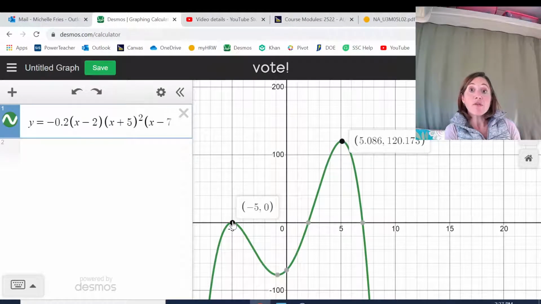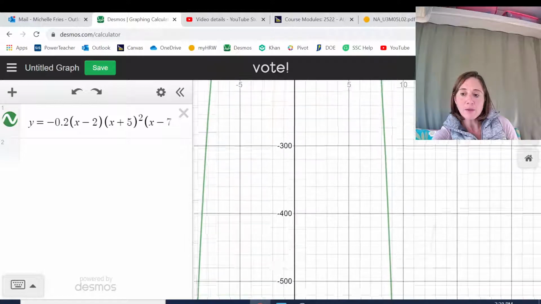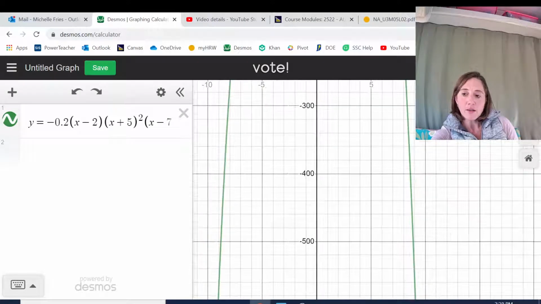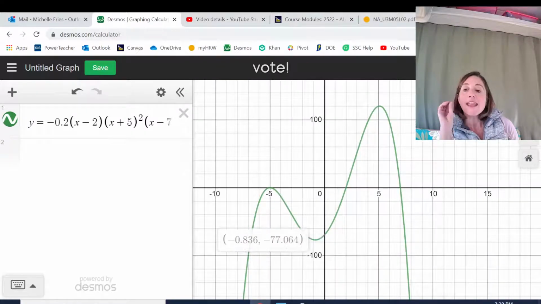Now, do you see anything that you would flag as a minimum here? See any low points? Well, yeah, if you look down here, that's a low point. Now, is it the absolute lowest this graph ever goes? Well, let's see. Nope, it definitely goes lower than that because it keeps going down forever. So this graph does not have an absolute minimum.